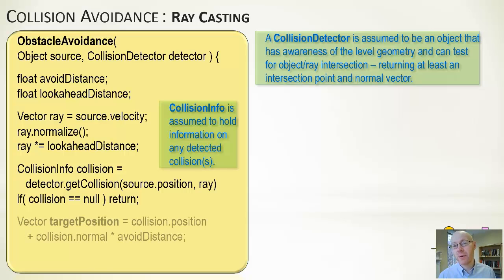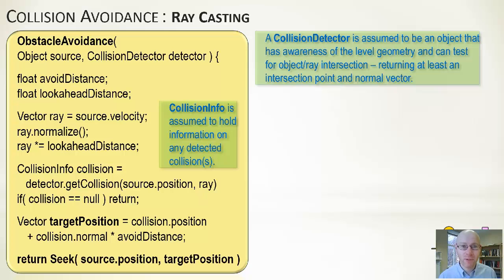Other than that, if we do have a collision, then we want to look at the normal pointing away from the object, follow that normal by the avoid distance, and then that is going to be our target that we're then going to seek towards, and that will give us a way of avoiding that particular collision.